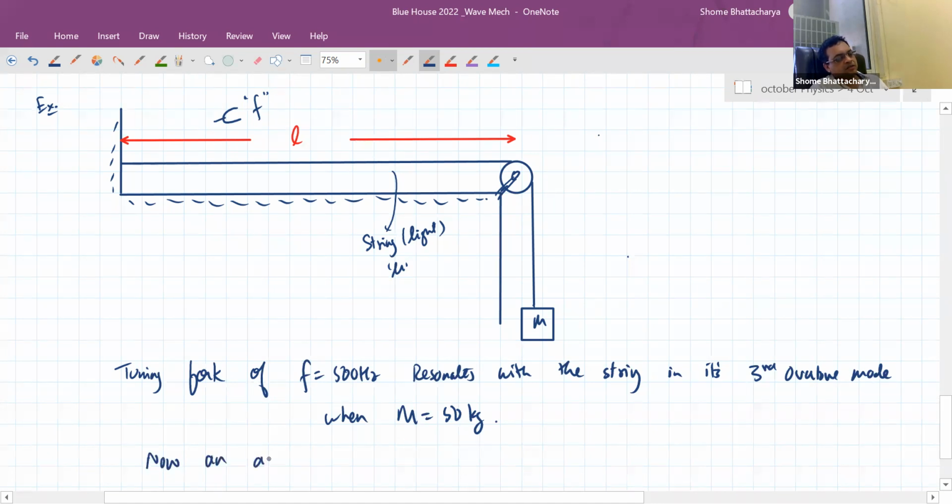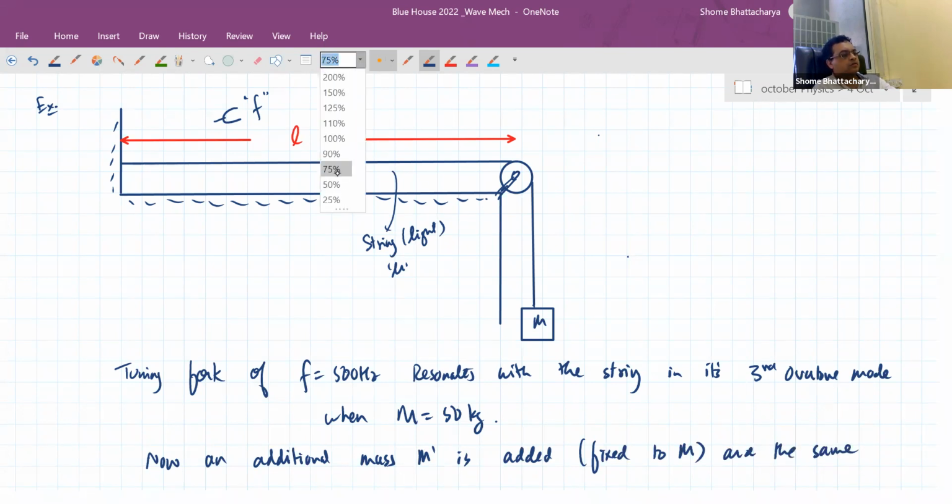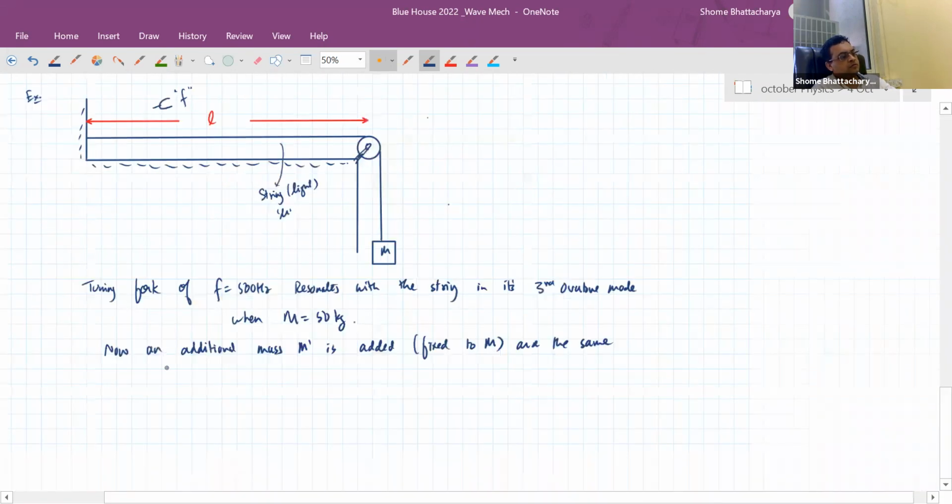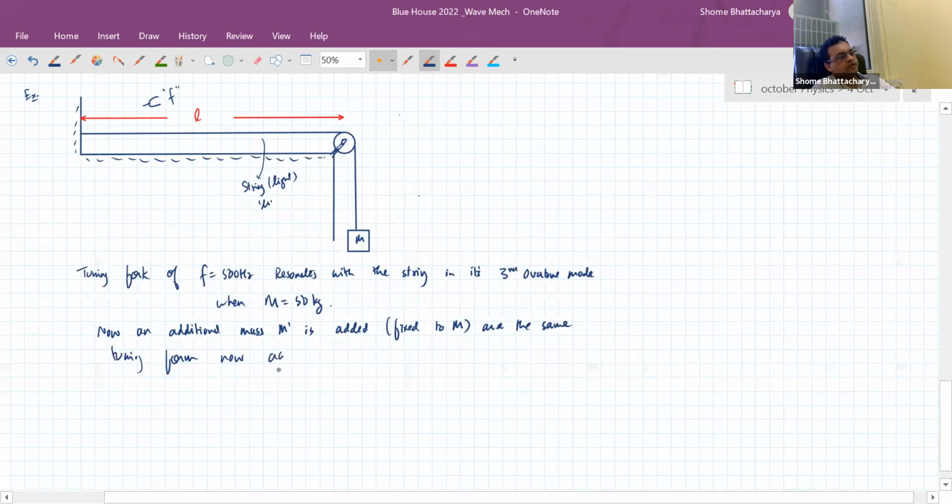Now an additional mass m prime is added, that is, it is fixed to M. And the same tuning fork now again resonates, but with its second overtone mode. So find the value of m prime in kgs.